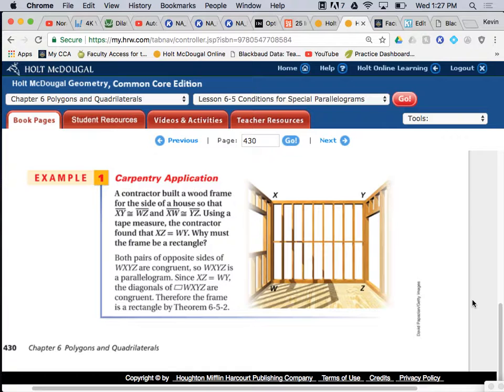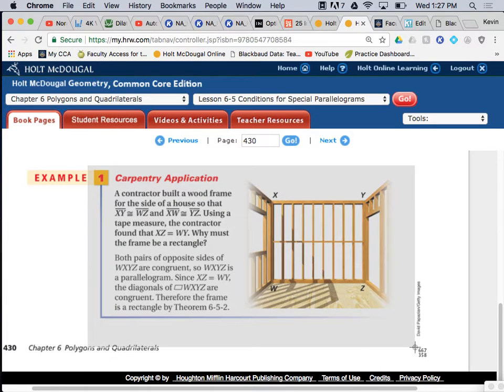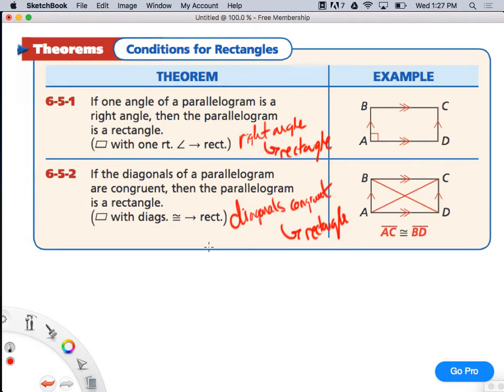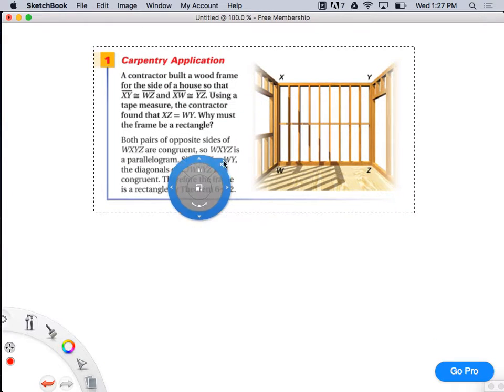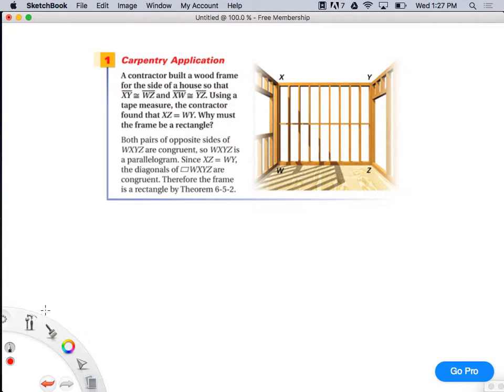Let me bring this into my little notepad here. So XY is congruent to WZ. And XW is congruent to YZ. Can you guys even see that? It's kind of hard for you to see, but this is congruent to this.